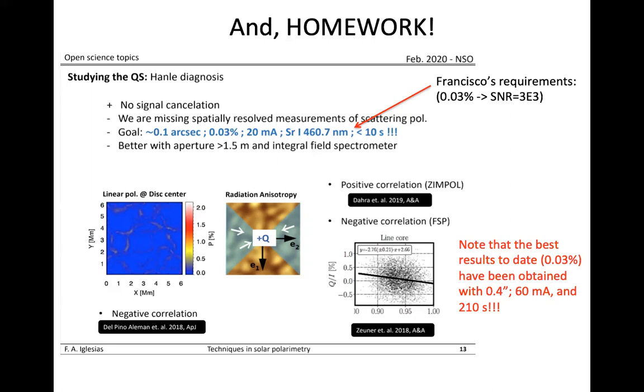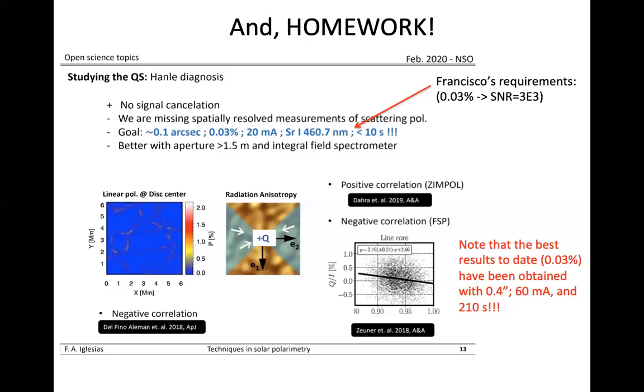He wants to use this line because it's the line that shows what he wants to see. It is in the blue, 4600 angstroms. He wants a spectral resolution of about 20 milliangstrom because the things that he wants to see are only in the core of the line. The core of the line is tiny. And finally, he wants to go fast because these things evolve like you won't believe it, right? So those are his requirements.